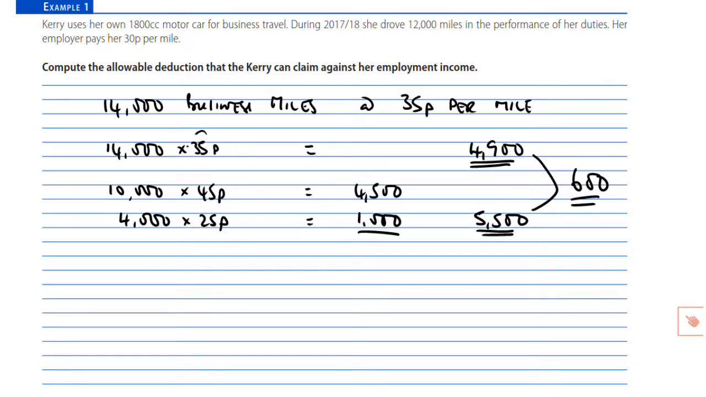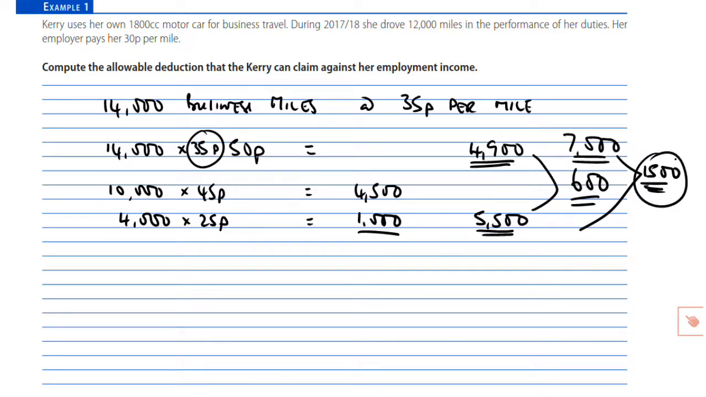If this figure here, instead of 35 pence, had been, say, 50 pence per mile, then 14,000 at 50p, that, of course, now would be £7,000. And 7,000 compared to 5.5 is a £1,500 difference. This time, had it been 50p a mile, clearly that is bigger than the approved rates, so that 1,500 would then be an assessable benefit and would be added into your employment income assessment.